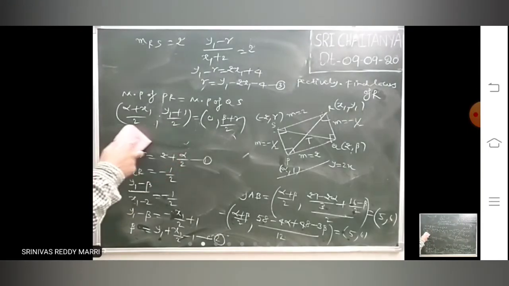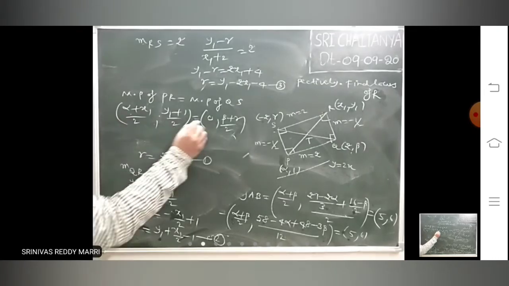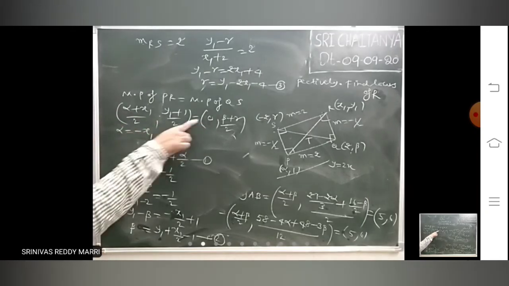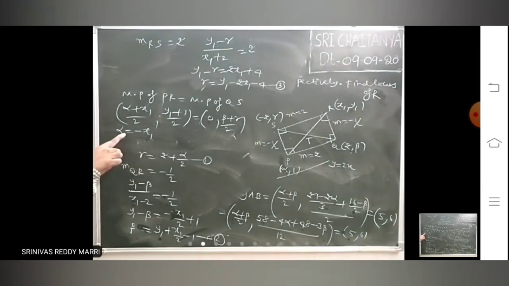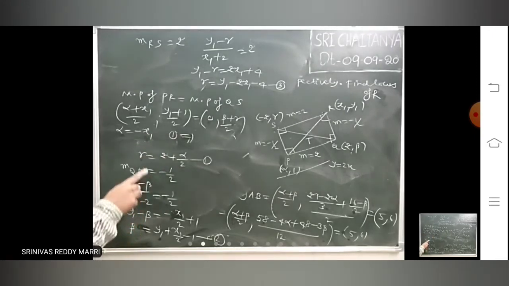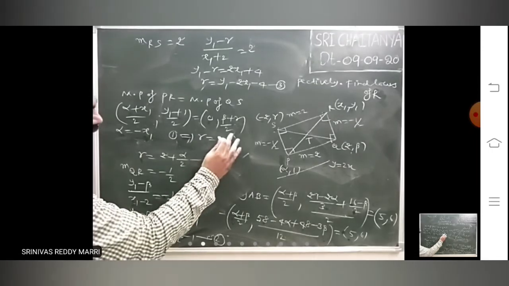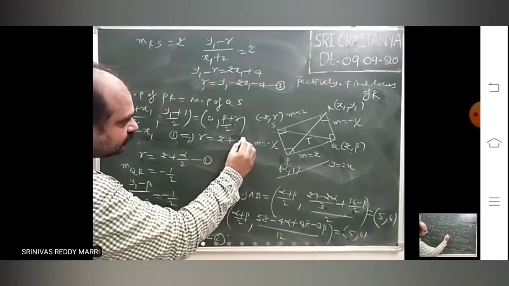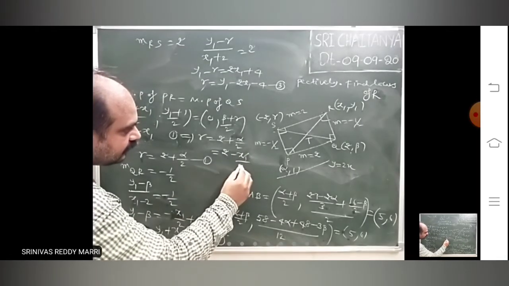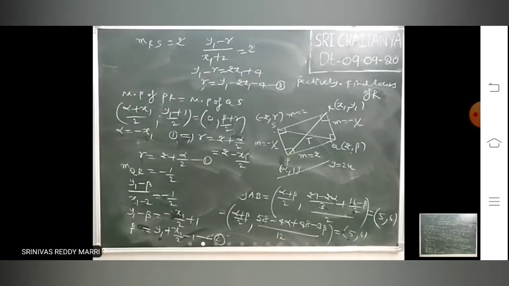Now look at what you are getting. Here if you equate this to 0, alpha equal to minus x1. No need to write this condition; I have just taken alpha equal to minus x1. Take the first condition: gamma equals to 2 plus alpha by 2, which means 2 minus x1 by 2.